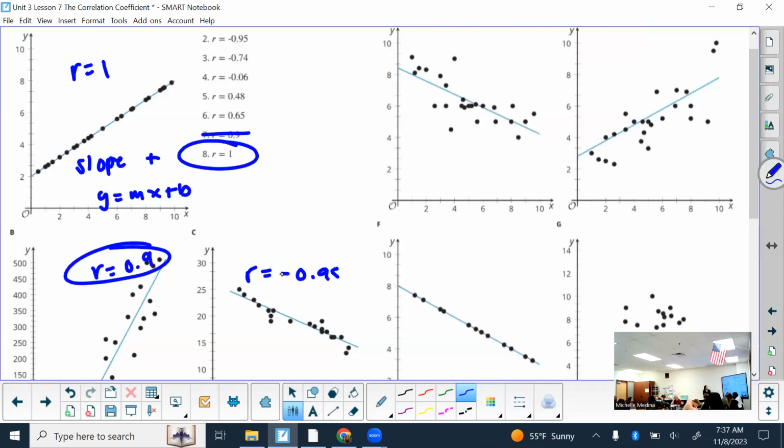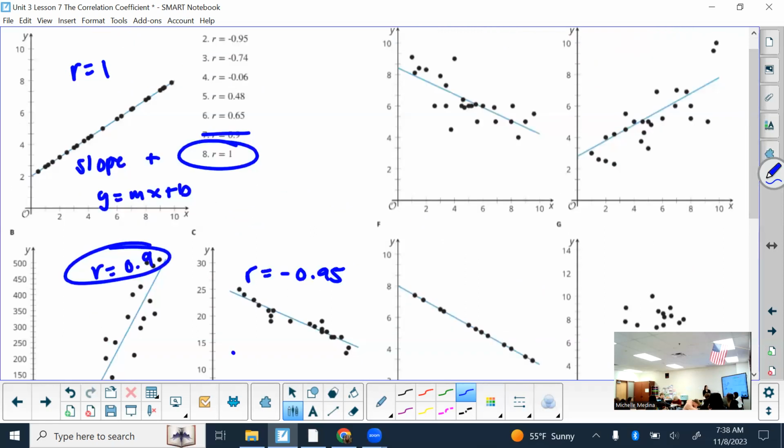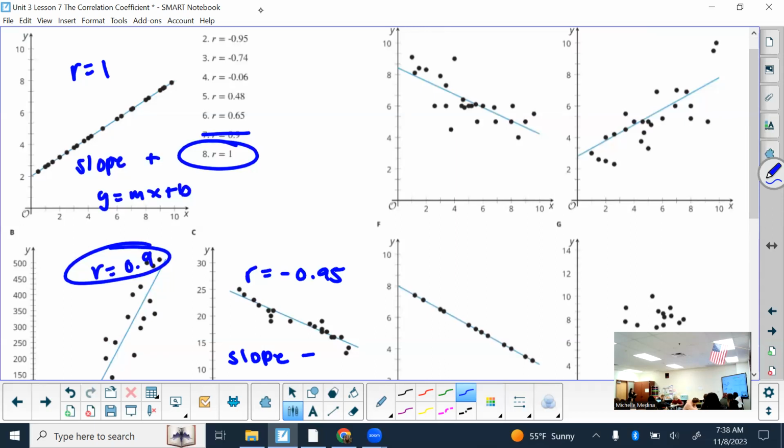Negative 0.95. So let's see. It does look like it's trending downward. My slope does look negative, so the R value should also be negative. You learned in the vocabulary that it corresponds to the sign of the slope. So your only options are these first 4.